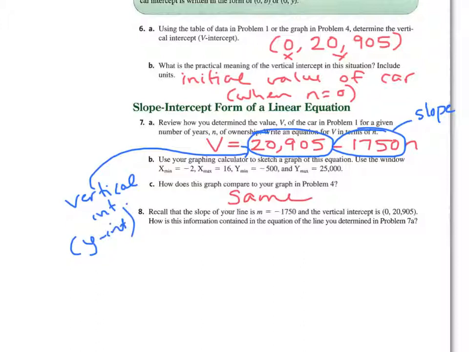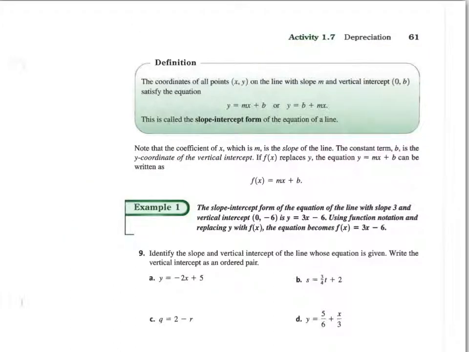Okay, so for number 8, we just answered that. Our slope is what's in front of the variable. It's what's being multiplied by the variable. It's not always in back, it's not always in front, but it's the one that's attached to the variable. And then the y-intercept is the constant without the variable. That's the starting value. Okay, so here you see now we're putting it together.